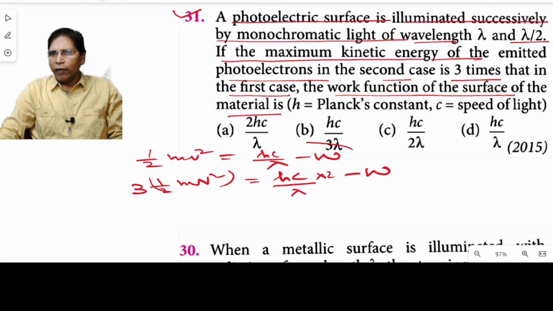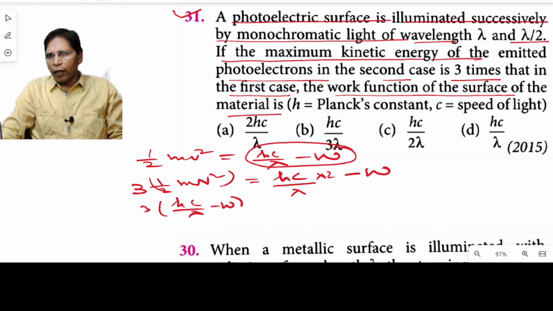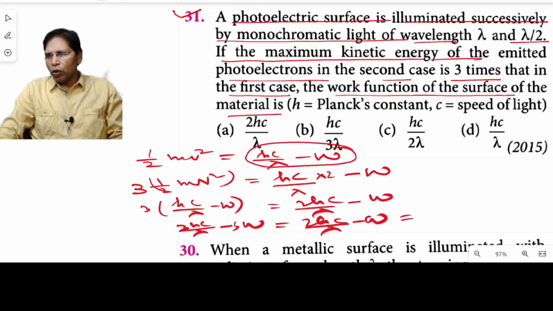Now put this value here. So this is 3 into hc by lambda minus w, which equals 2 hc by lambda minus w. So here, 3 hc by lambda minus 3w equals 2 hc by lambda minus w. So 2w equals hc by lambda, so w equals hc by 2 lambda. Option C is correct.